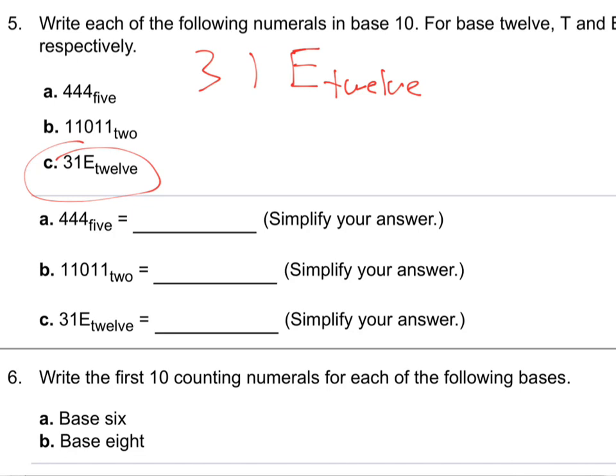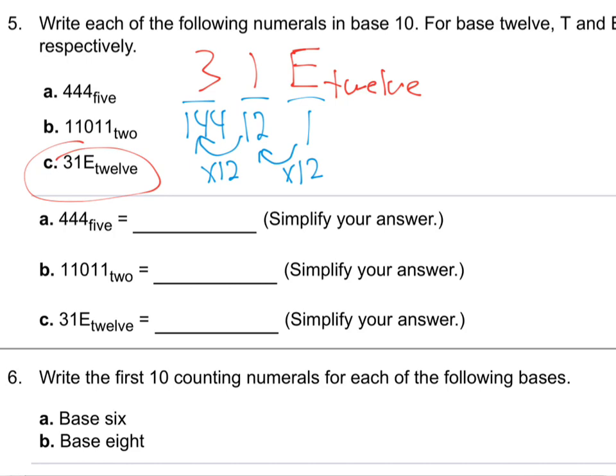31E base 12. So let's try that one together. We have to put the place values underneath the face values, right? The first place is always the 1's place, every system, no exception. What's the next place going to be? 12, right, because you just go times 12. And what's the next place value going to be? Yeah, times 12 again, 144.